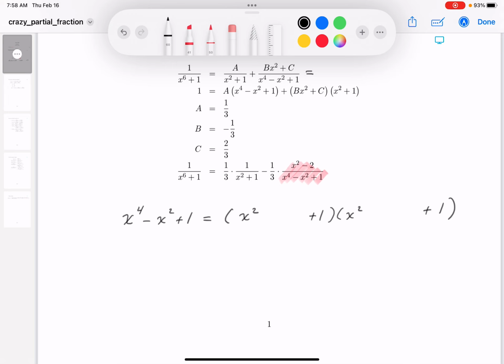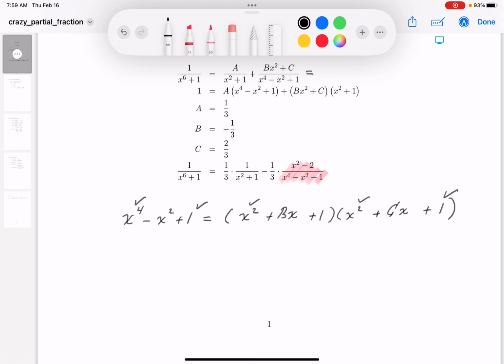What I don't know is the middle part, and that's often an issue for me. So I'm going to write down, I don't know, I'll put down bx. And over here, I don't know, I'm going to call it cx. All right? And what I'm going to do now is multiply it out. The first thing I notice is I got x squared times x squared, which gives me x^4. I also got 1 times 1, which gives me the 1.